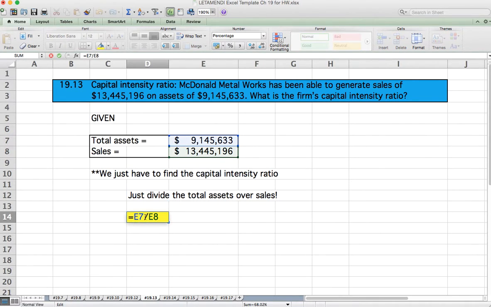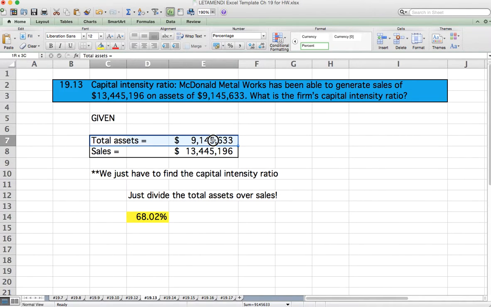So you just do equals total assets divided by sales, and you get the 68.02. If you get 68.0 or 68.022, that's fine also, but let's keep it at 2 decimal points, all right? So now you know how to find the capital intensity ratio, total assets over sales. So if you come across any other questions that ask you for capital intensity ratio, you have to make sure you have your total assets, you have to make sure you have sales, all right? And if you have to compute it, you have to compute it, but at least now you know.